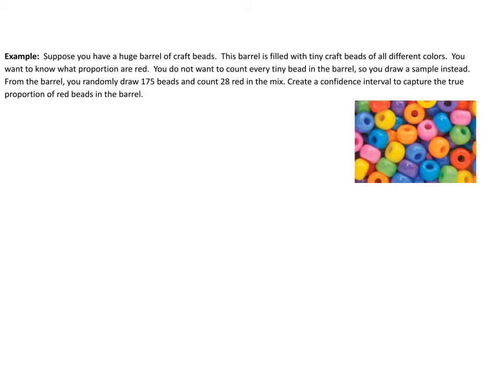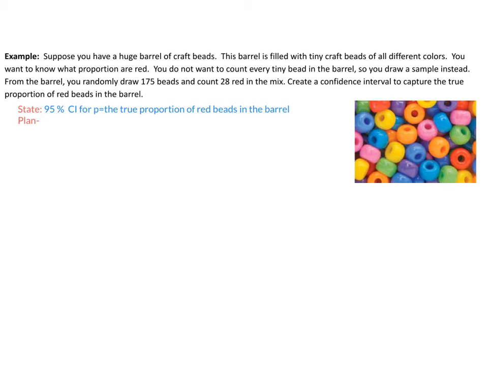Okay, so as we do this, I'm going to use a 4-step process that we're going to continually use in inference, and it's state, plan, do, conclude. So in my stating, I'm just stating what I'm doing along with the parameters. So I'm going to find a 95% confidence interval for p, which is the true proportion of red beads in the barrel, not the sample, but the barrel.